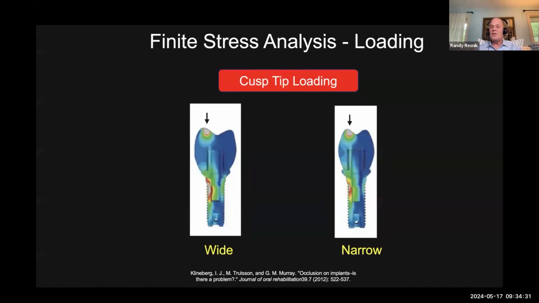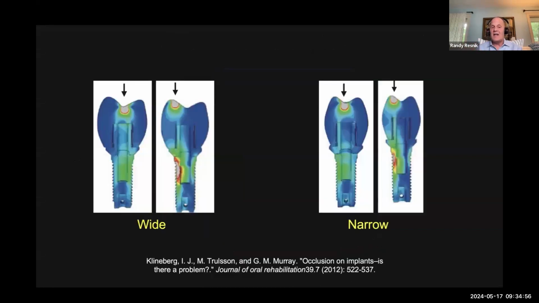However, if we take either the wide or the narrow and move that contact outside of the central fossa, put it on the cusp tip, now what happens? You can see the detrimental forces and the impact. All those forces are on the top part of the implant. Usually the first 3 to 5 millimeters is going to take all of that force. That's why we get crestal bone loss. So the bottom line on this study, whether it's wide or narrow, the more important factor is central fossa loading.